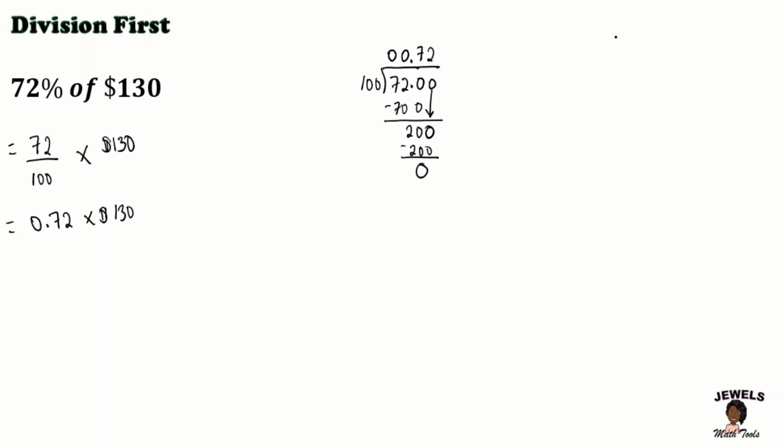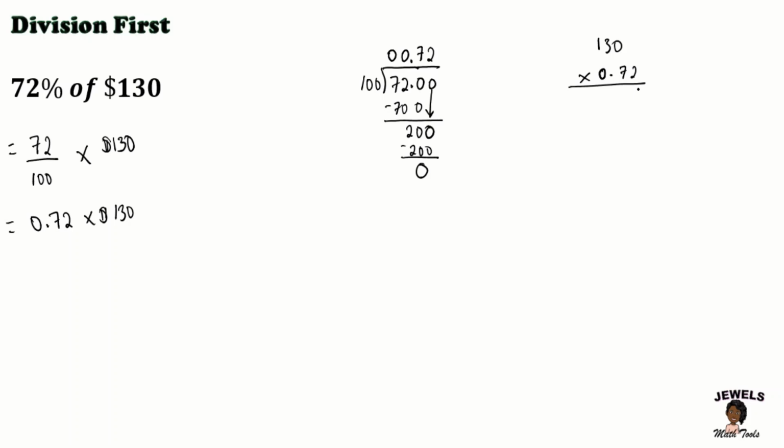So we're now going to be multiplying 0.72 times 130, remembering that we can multiply either number, so either number can be at the top, whichever way you feel comfortable, remembering that multiplication is commutative, which means that it doesn't matter which numbers we decide to multiply in what order. As long as our calculations are performed correctly, we will still arrive at the exact same answer.